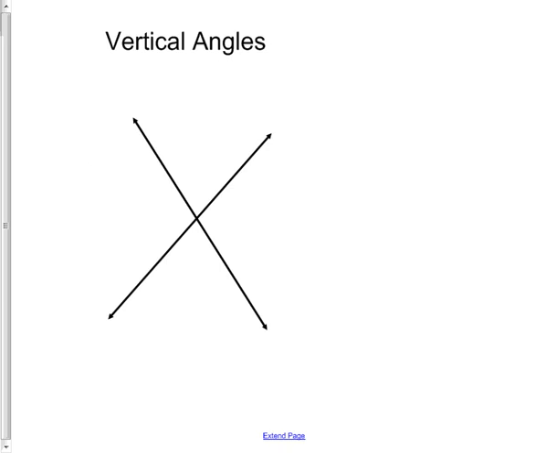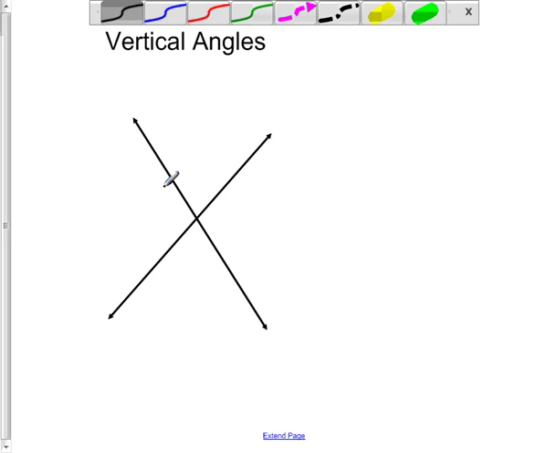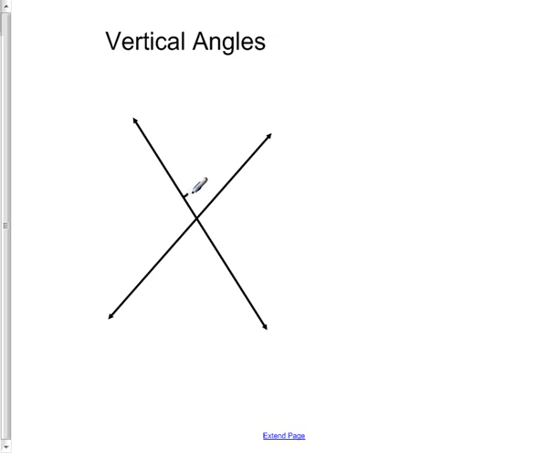Now we're going to talk about vertical angles. And vertical angles are whenever you have something like this where you've got an X with two lines that cross, or two segments that cross, something like that. The angles right across from each other, we'll call this angle 1 and this angle 2. These are vertical angles. And what's special about vertical angles is they're always congruent.